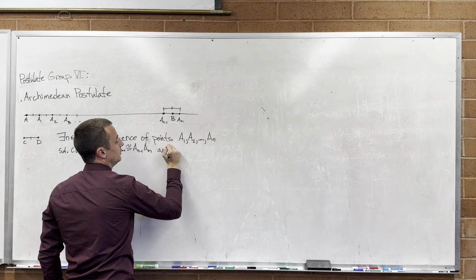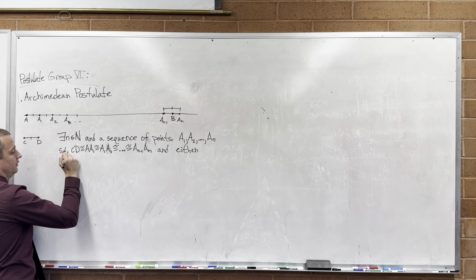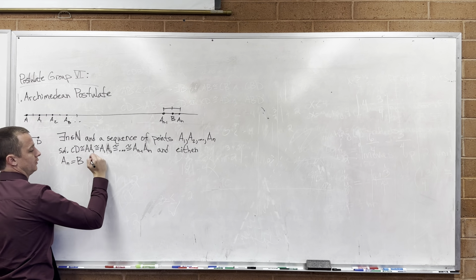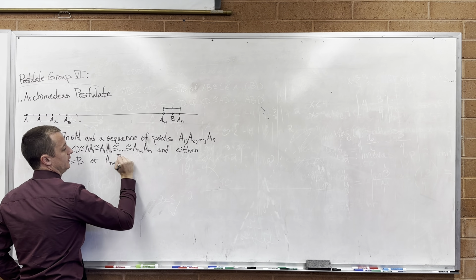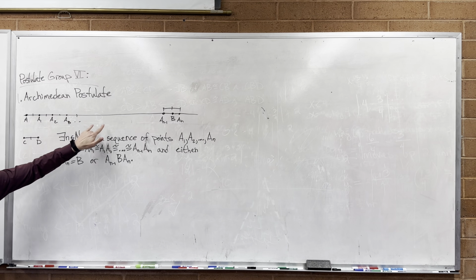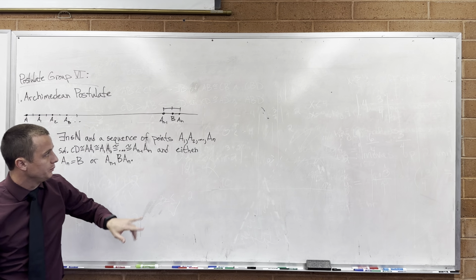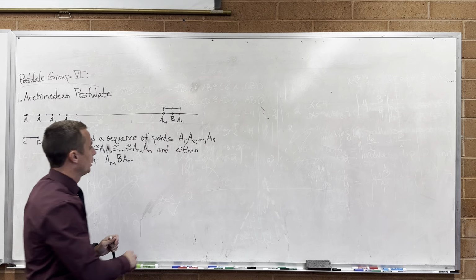And either A sub n is equal to B, or we have B between A sub n minus 1 and A sub n. So you can measure out this segment, and you'll either eventually land exactly on B, or you'll get a little bit past B, in which case B will be between the points of your last segment. It will lie on your last segment. Right? And this essentially gives us also our process for measuring.